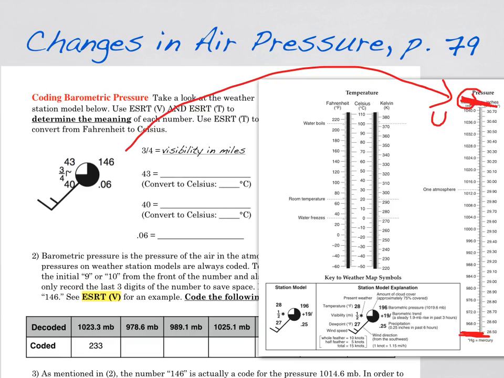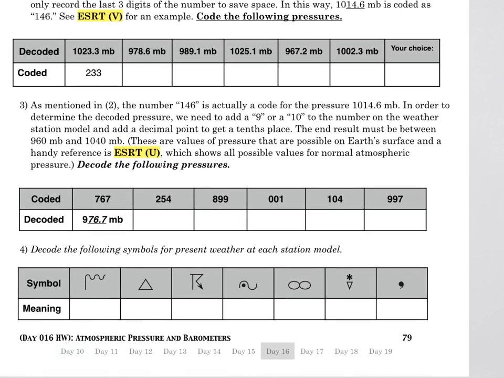The big idea behind the air pressure is figuring out what the code is. To figure out the code, there are two things. One, they wanted to save time and space when they did these weather map symbols. So with the weather station models, every air pressure on Earth usually starts with 1000 or 900. To save a little space, they got rid of the 1000 or the 900, and they just kept the last 3 digits. So if you look at it, the decoded, real air pressure is 1023.3.